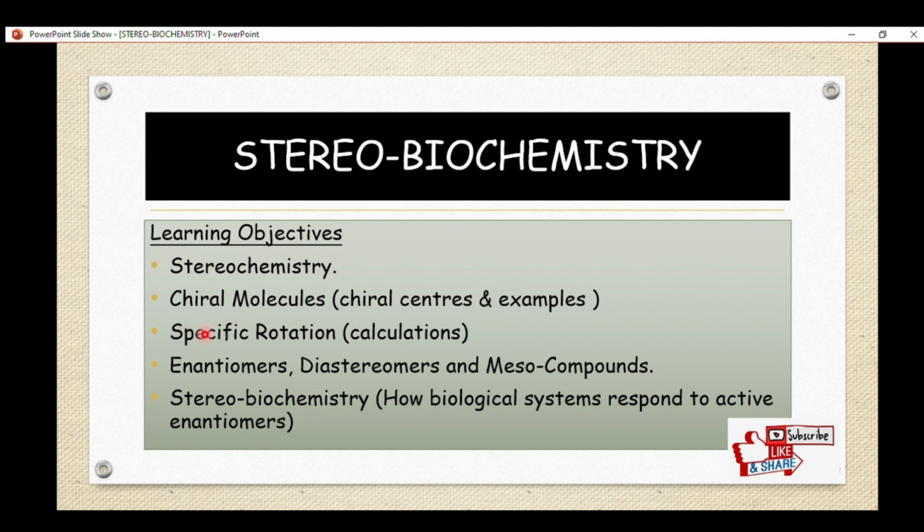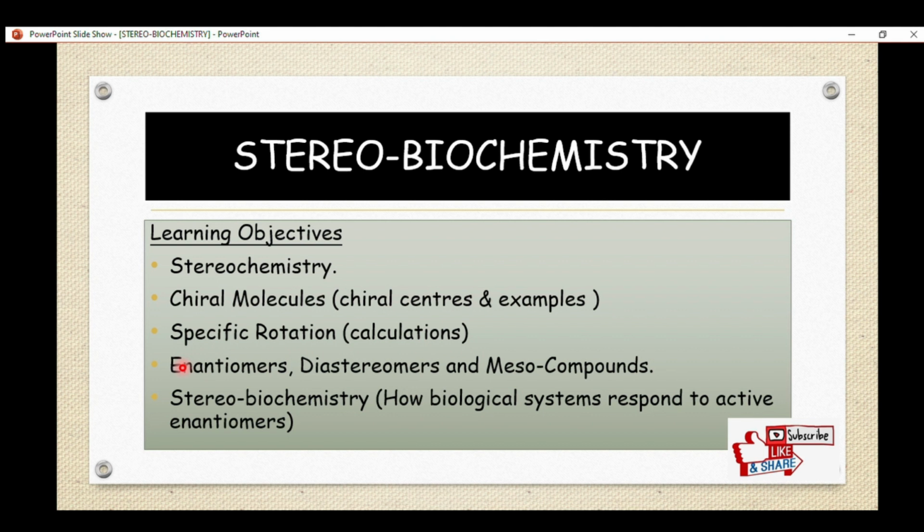After that, we talk about specific rotation. We are going to talk about the observed angle of rotation, the concentration and the length, and how they are able to rotate plane polarized light. We will do some basic calculations so that you will be familiar with such calculations.